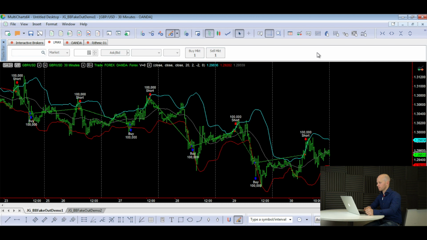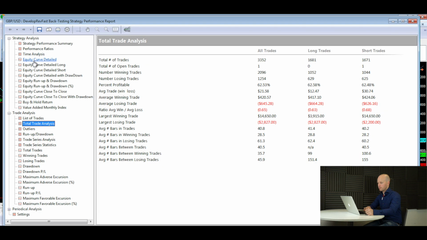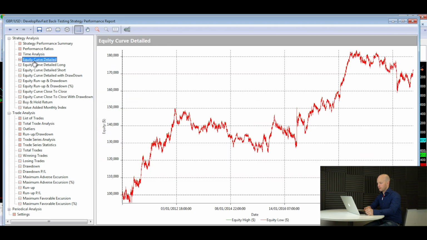Let's have a look at the results for this, and then I'll show you the improvement. Look at the equity curve first, and it's not a very good equity curve, is it? It's certainly going in the right direction, but it's not great. It had decent periods and then bad periods, so not really something I'd want to trade as is.